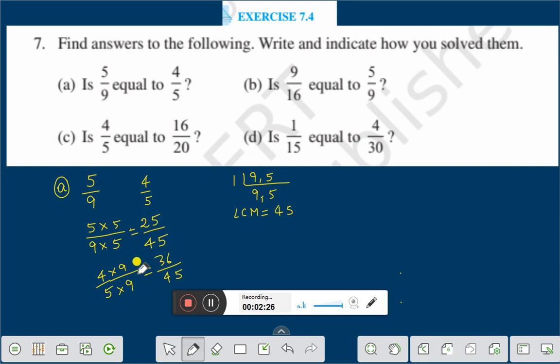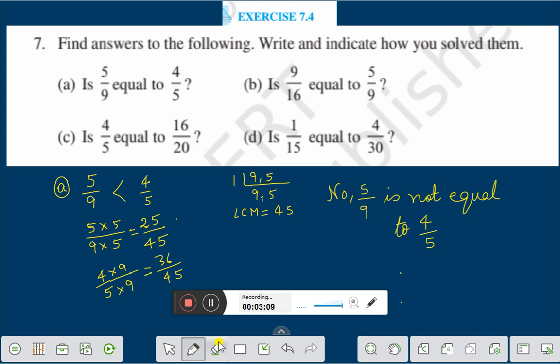That means we can say that 4 by 5 is greater than 5 by 9, or 5 by 9 is less than 4 by 5. Is 5 by 9 equal to 4 by 5? The answer will be no. 5 by 9 is not equal to 4 by 5. Right? This is the solution of question number A.